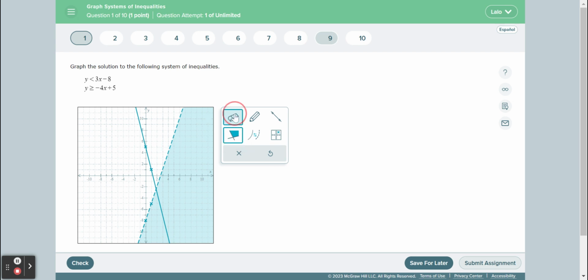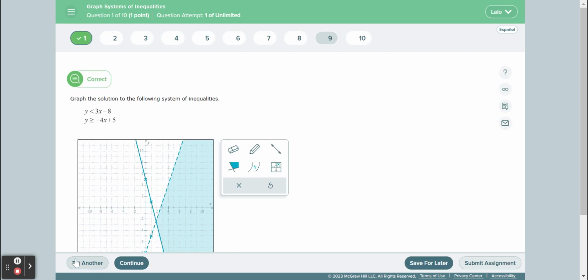And now, with the eraser, I'm going to have to erase the one that I don't need. So here's my solid line. I know it's either here or here. One of those is the correct answer. And my solid line, that's y is greater than. So the correct answer is this section. So I want to leave that there, and I want to erase the other one. And then I can check. It'll tell me whether I did it right or wrong.